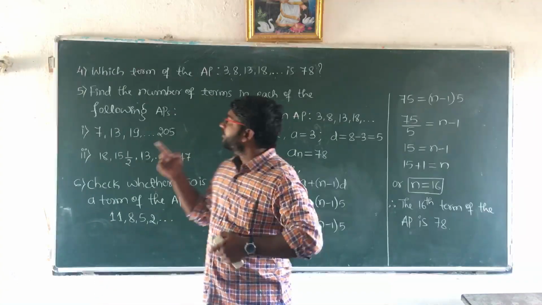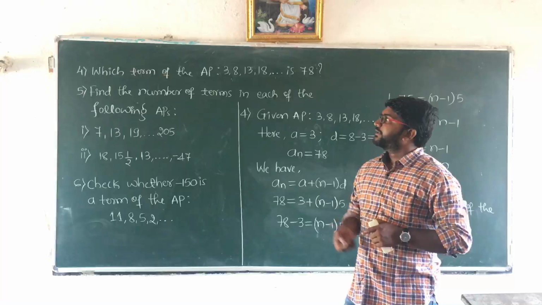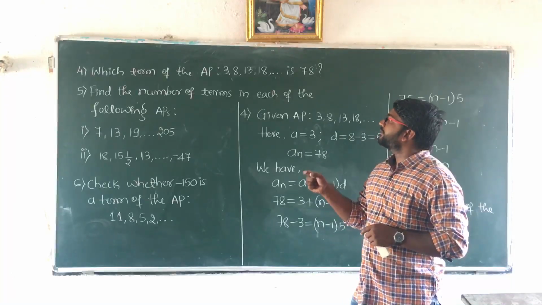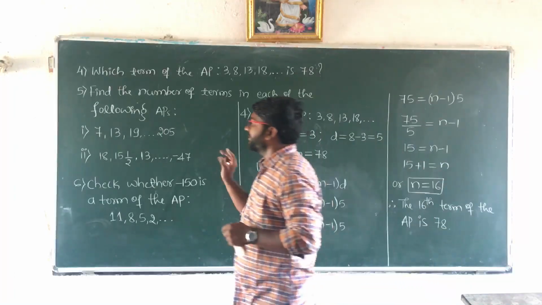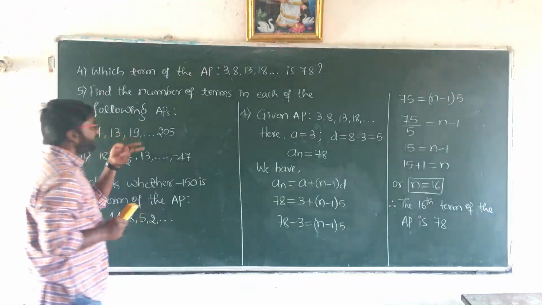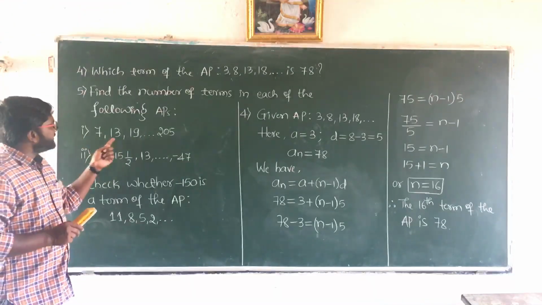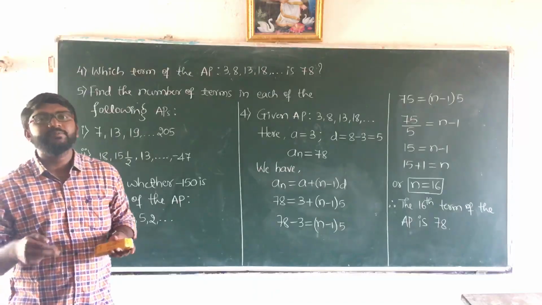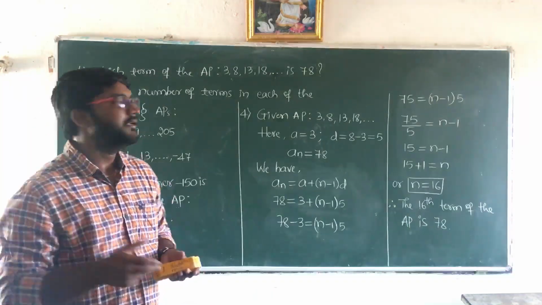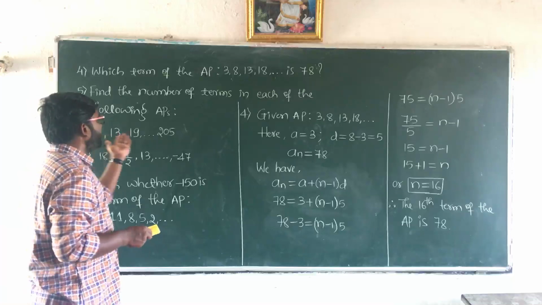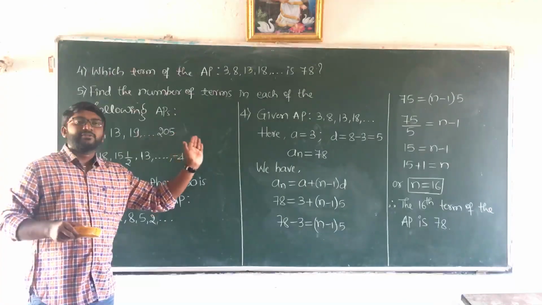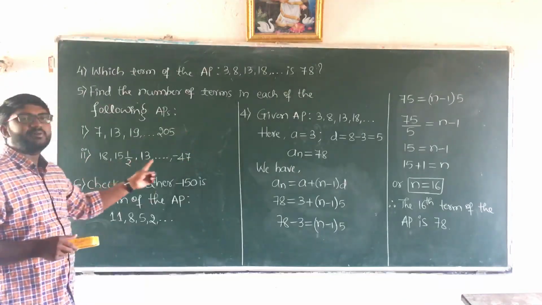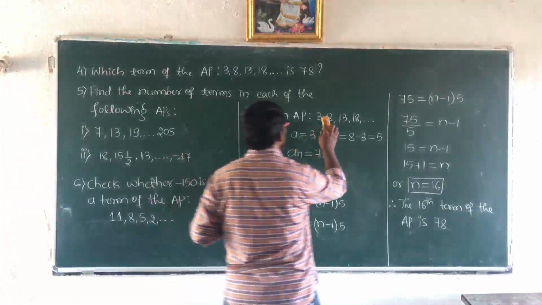Then I will move on to the fifth main question. So let us read out the fifth main. Find the number of terms in each of the following APs. Here he has given two cases in the fifth main. He has given two APs and we have to find the number of terms. That means we have to find the value of n. The first one is very simple, so you have to solve that. Let us go for the Roman number 2 here.